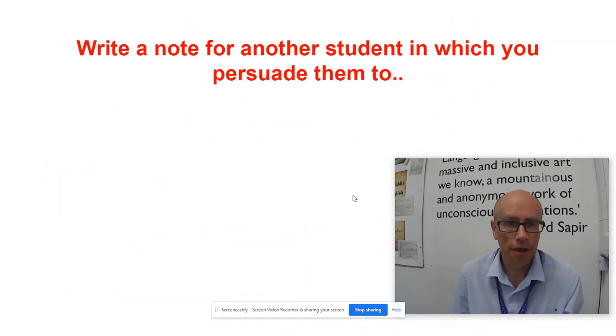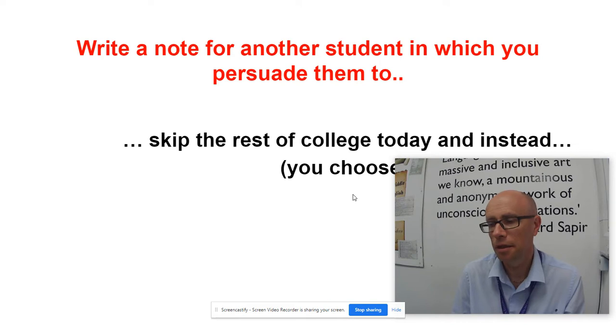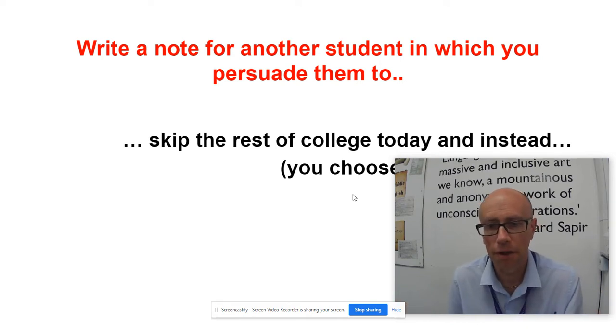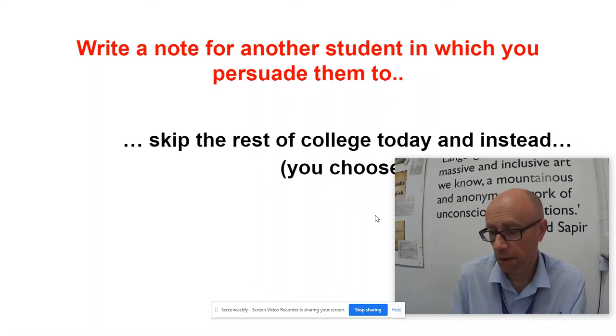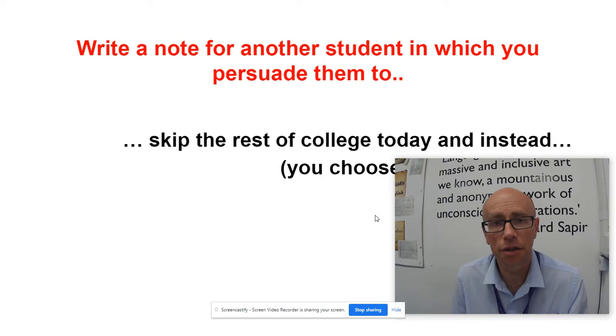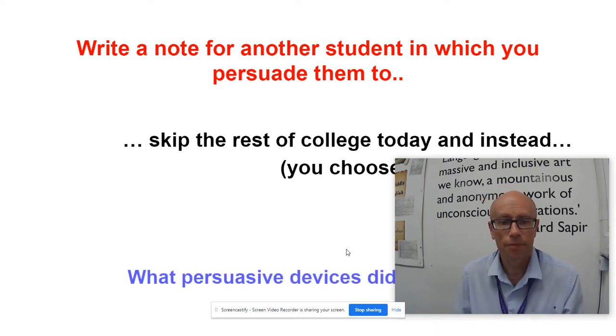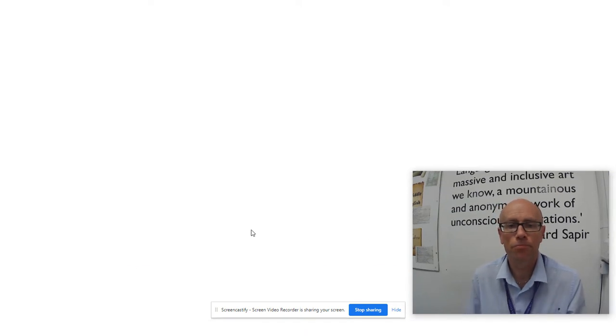Now, if you were in my lesson, I'd be getting you to do this, where on a post-it note, you'd be scribbling a note to persuade another student to skip the rest of college and to choose to do something else. Like, for example, what I'd be doing is getting on a bus down to Leeds and watching the last day of the England-New Zealand test match. And then I'd be getting you to think, well, what kind of persuasive devices did you use?